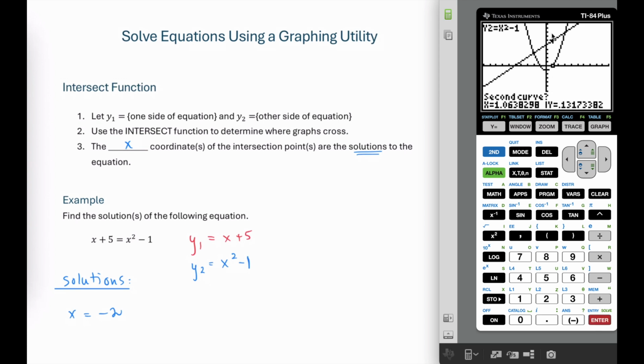When we hit enter, the calculator automatically jumps our cursor to the other curve, again, noticing that we are on y2 now, or the function that's stored in y2. We'll say, yes, this is the second curve by hitting enter again. And then the calculator is now asking us to guess or to put the cursor close to the intersection point that we're looking for. So we hit enter for the third time, and we're told that the intersection point is the ordered pair 3, 8. But remember, we're only interested in the x-coordinate of that ordered pair as the solution to the equation.